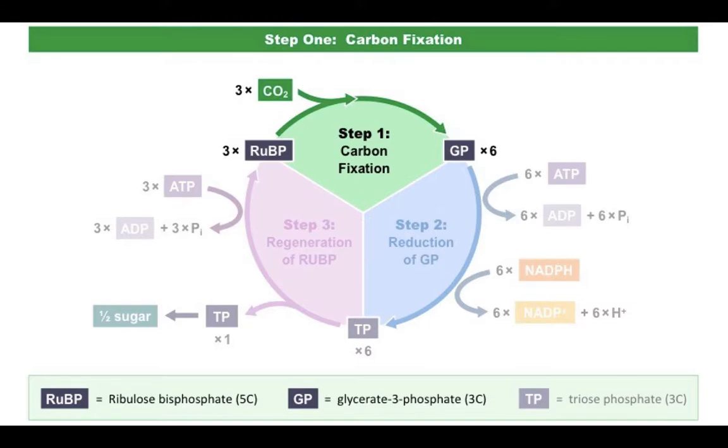That results in a 6-carbon compound that is unstable and breaks down into two 3-carbon compounds called glycerate 3-phosphate, or GP. A single cycle involves 3 molecules of RuBP combining with 3 molecules of CO2 to make 6 molecules of glycerate 3-phosphate.